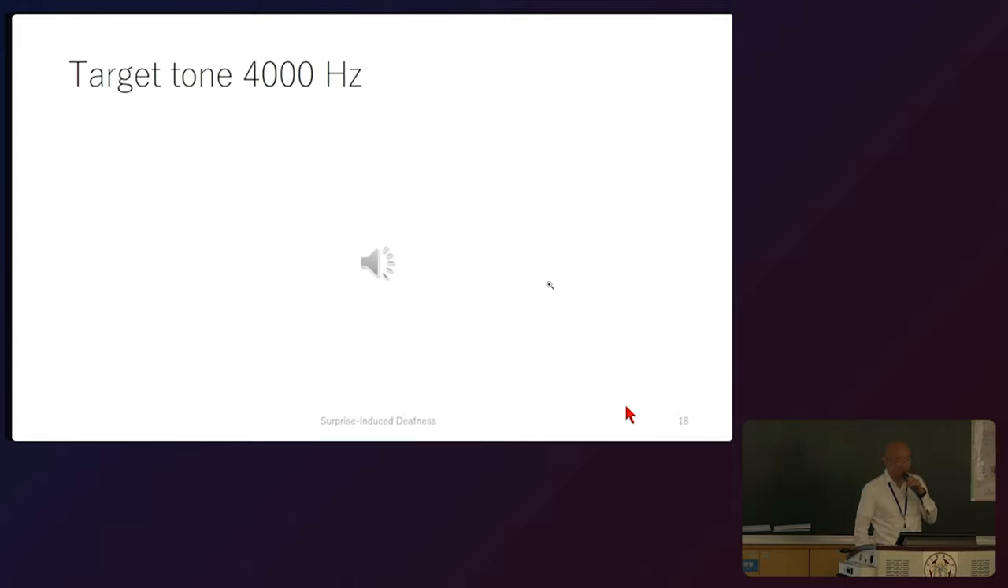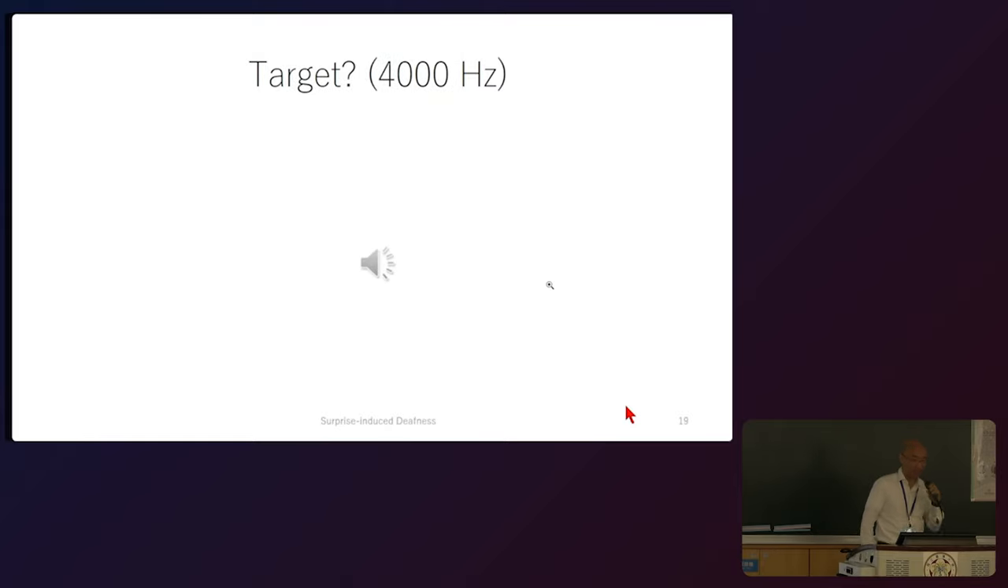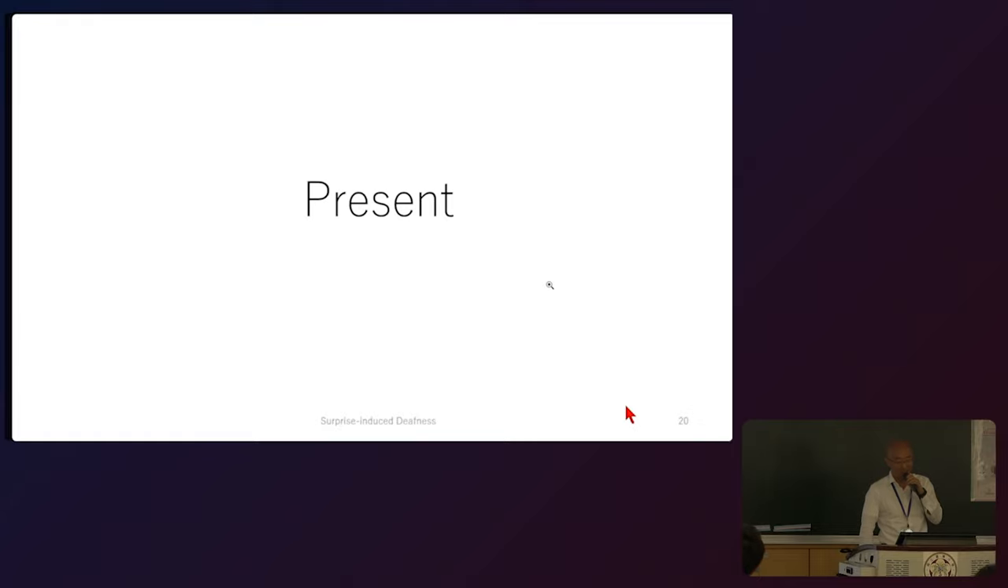So this is 4,000 hertz again. Works. Okay, there was 4,000 hertz, but there was some unexpected sound. I'm quite happy because some of you were shaking your heads. It doesn't usually work in this kind of setting, but I don't know why, today it works, so I got lucky.